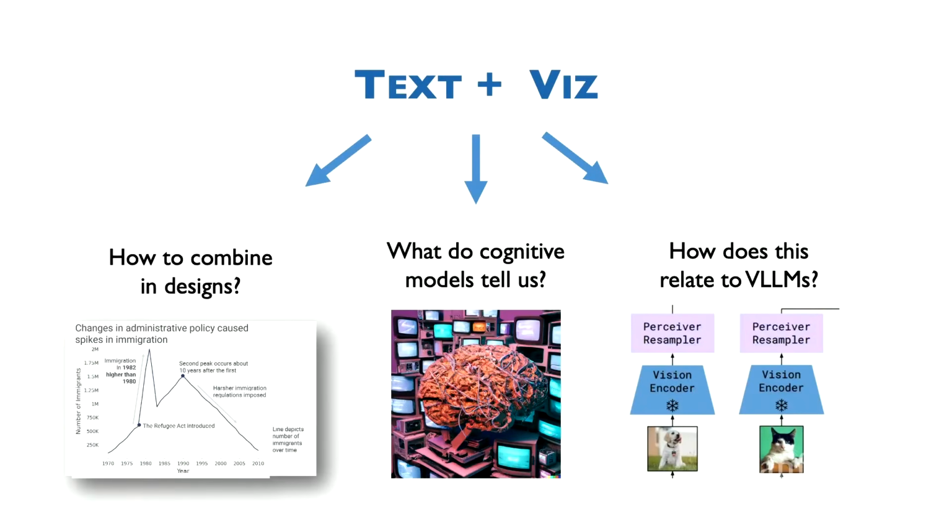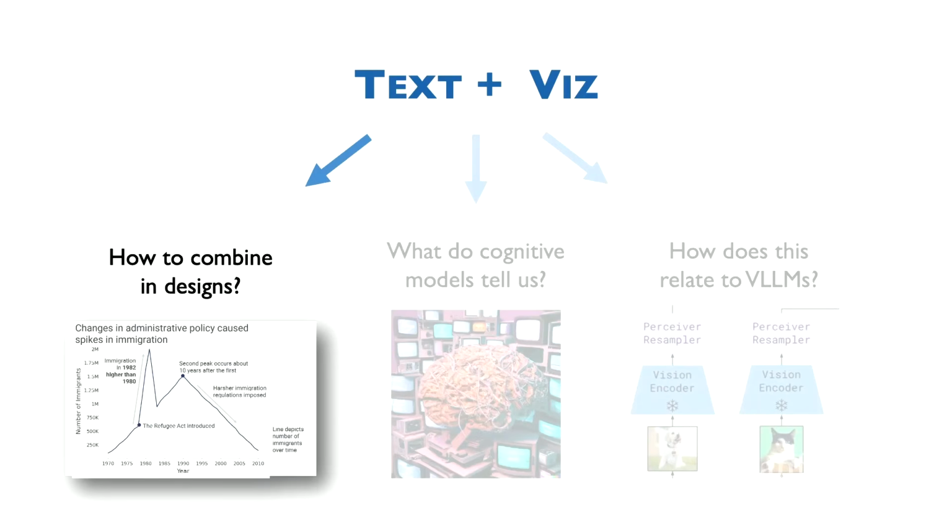The structure of my talk is all about the combination of text and visualizations, and it has three main parts: how to combine the two in design. Then I delve into what cognitive models tell us, but I have to warn you, I'm not an expert on cognitive models. I've done a bunch of reading, but many people here probably know more than I do. And finally, because you have to talk about LLMs, how does this relate to multimodal or visual LLMs? Another area where I'm not an expert and just did some recent diving into the papers. So again, that's my caveat for those parts.